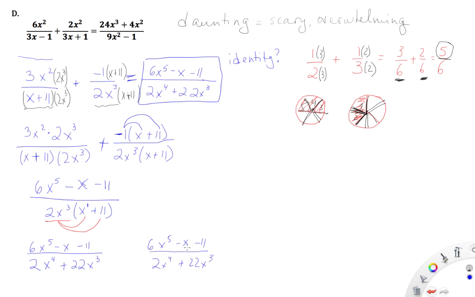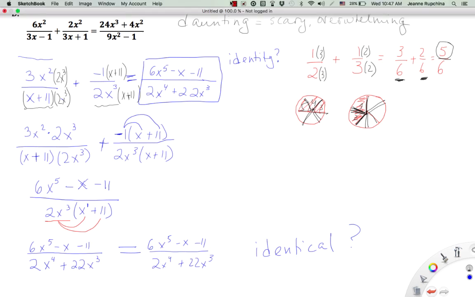Are those two sides identical? Yes, they are. Therefore, this is an identity. So hopefully this example taught you how to add those complicated expressions which have variables in the denominators. Just think about adding fractions. You're following exactly the same procedure. Hope this helps. Let me know if you have questions.